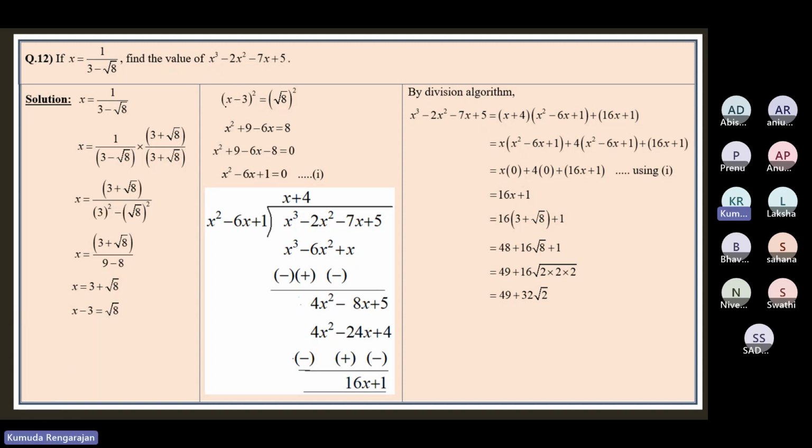So now it's like (a minus b) the whole square, which is a square plus b square minus 2ab. (a minus b) the whole square is a square plus b square minus 2 into a into b, and that is equal to 8. So 3 square is 9 and here 2ab is 6x.